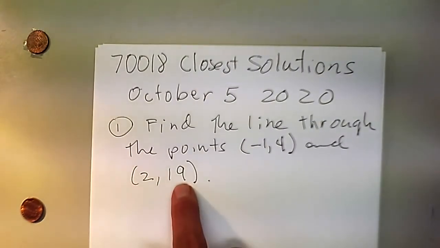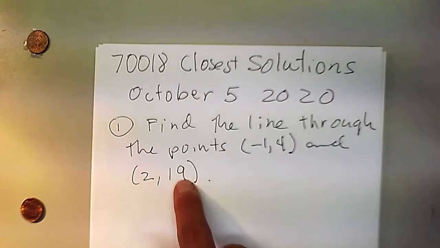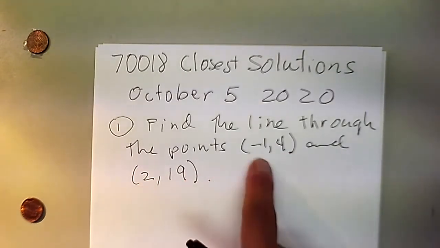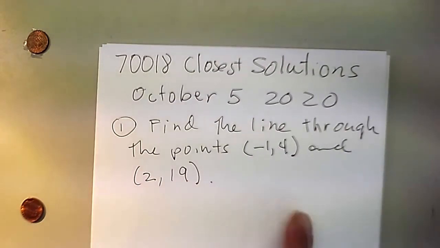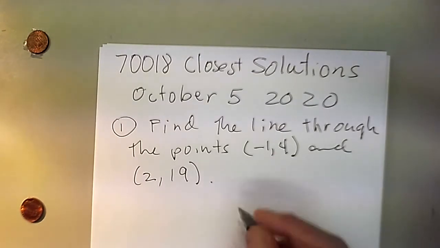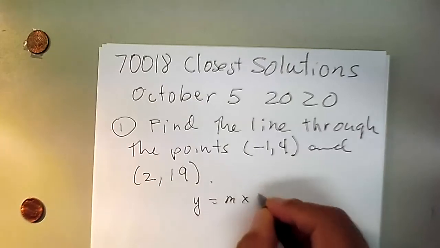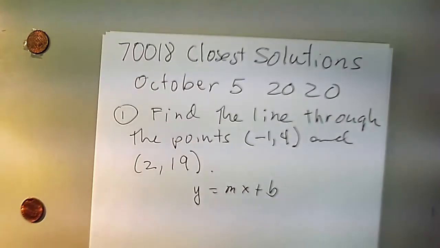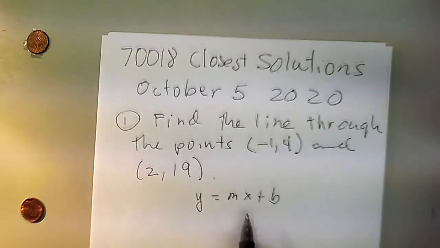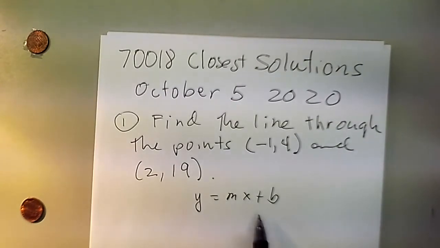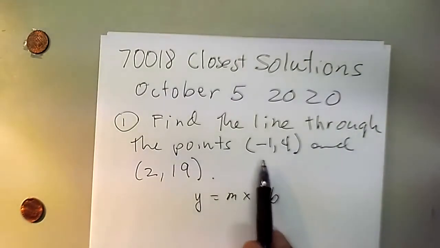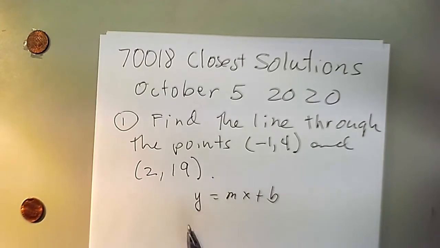The slope is y2 minus y1 over x2 minus x1. And then once you have your slope, the equation is going to be of the form y equals mx plus b. You find your slope first, and then you find the b, substituting either this point or that point, and voila, there we have it.